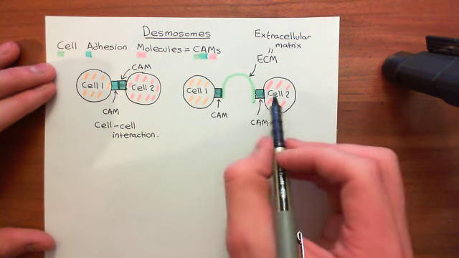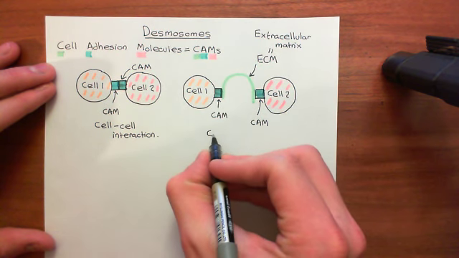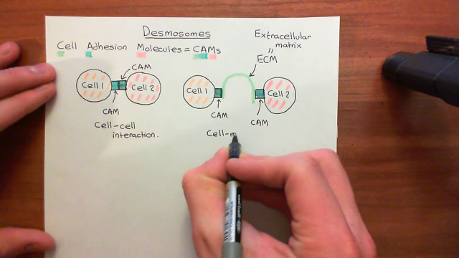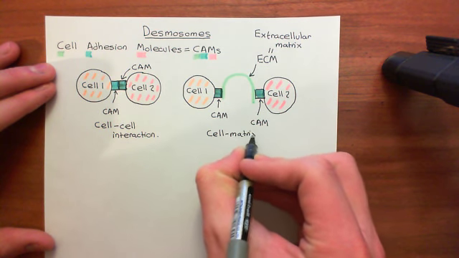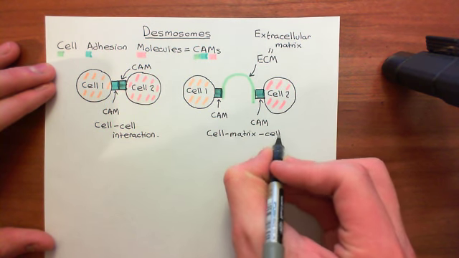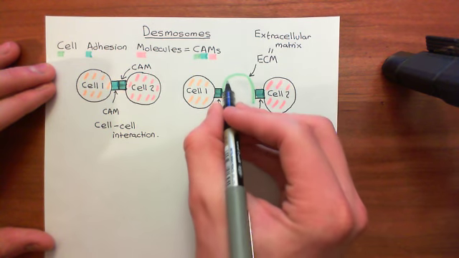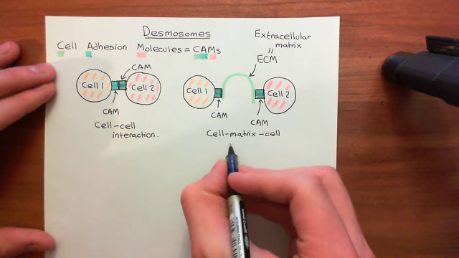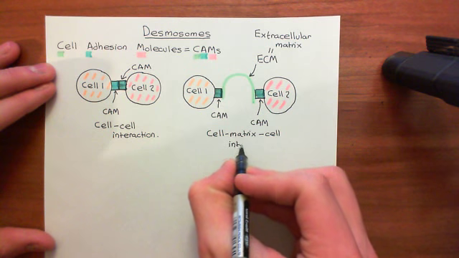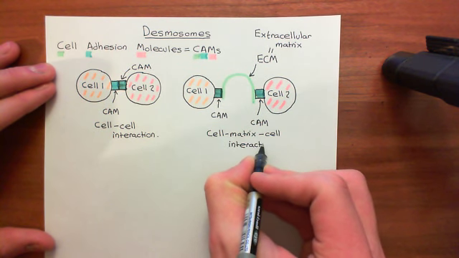So we now have attached the two cells together. This is what's known as a cell matrix cell interaction, which just describes exactly what it is. The cell interacts with the matrix, which then interacts with another cell. So this is a cell matrix cell interaction.